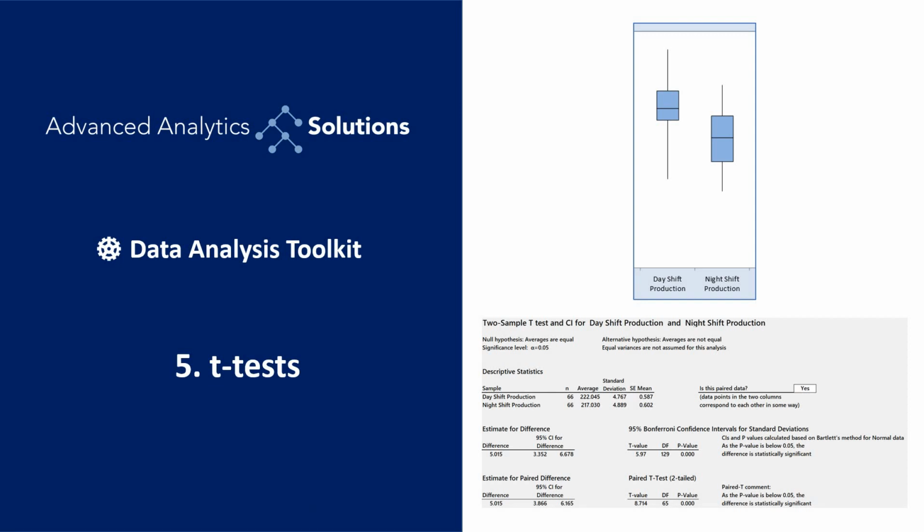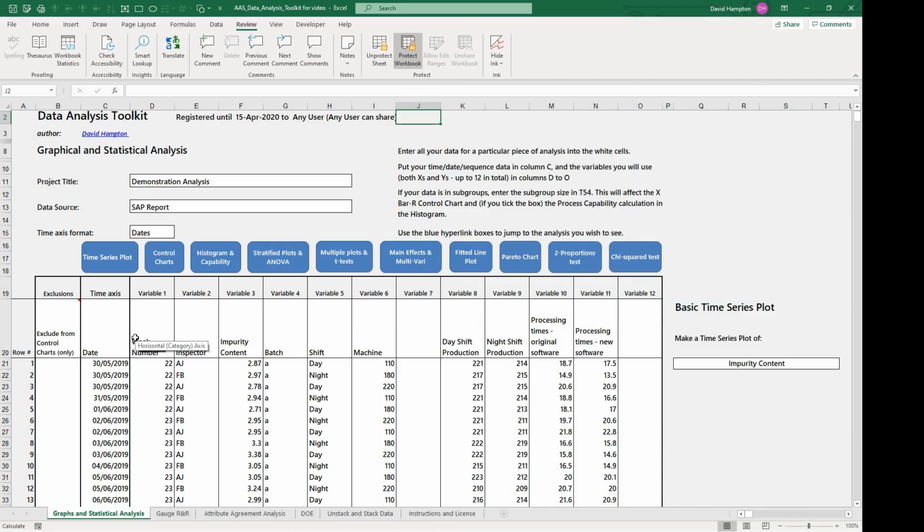T-tests are popular hypothesis tests used when you have two groups of data and want to compare their means. In the Data Analysis Toolkit, these are accessed through the Multiple Plots and T-tests button.